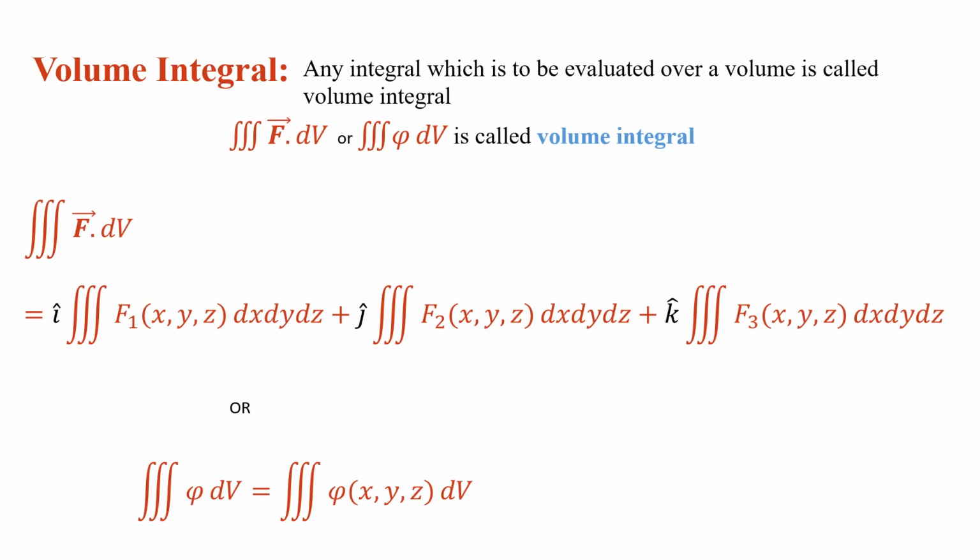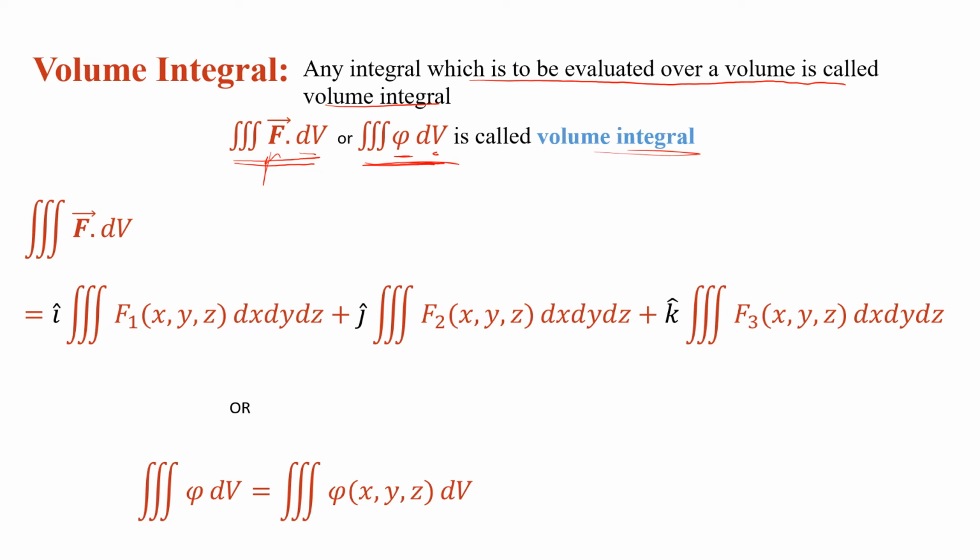Now the volume integration. Any integral which is evaluated over a volume is called a volume integration. There are two types of representation. If we have a vector function, the triple integration is used for the volume integration, and we write the integral of vector F dV. Or if the function is a scalar quantity, we write the triple integral of phi dV. That represents the volume integral.